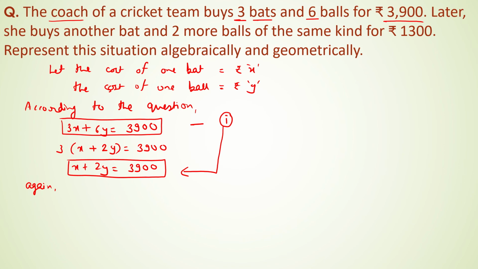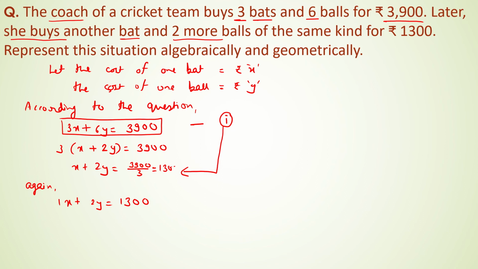Now, again from the problem, she buys another bat and 2 more balls. That means one bat and 2 balls are being purchased for rupees 1,300. So the simplified form of this equation will be x plus 2y equals 1,300.